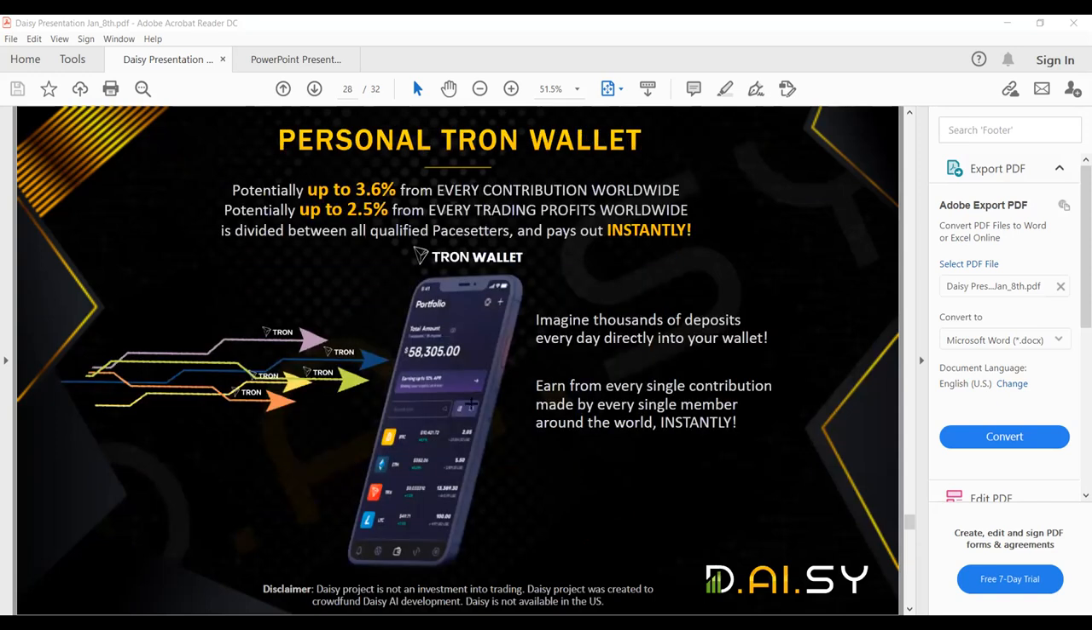All right. So potentially that is up to 3.6% from every contribution worldwide in your pocket, and potentially up to 2.5% from every trading profit worldwide, divided between all qualified pace setters and paid out instantly. So there is a lot of money to be made, and a lot of people have already been making money. As you all know, it is paused right now until Thursday, when, if technology permits, they are planning to reopen the registration so everybody can go back and register and start making money.